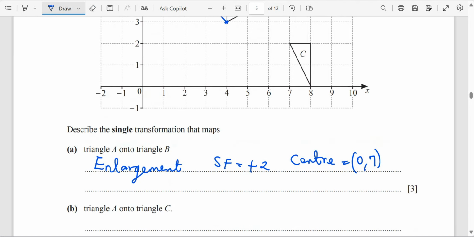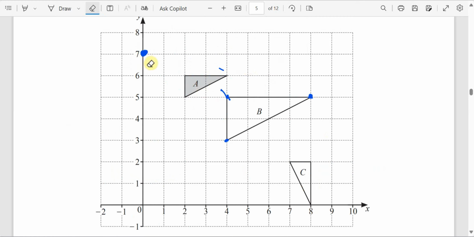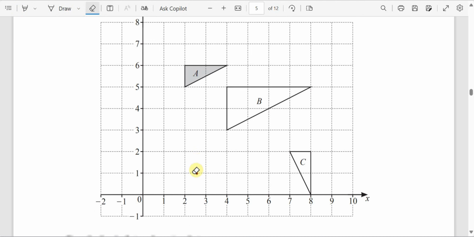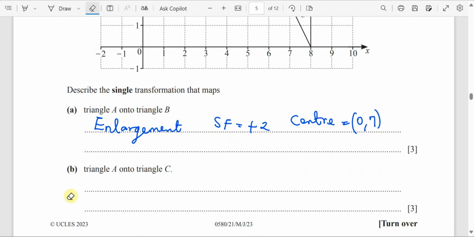All right, so let's look at the second one. We have to clean this so that it will look neat. But in your paperwork, you don't need to clean, please. You don't need to clean. You can just continue with the next one.